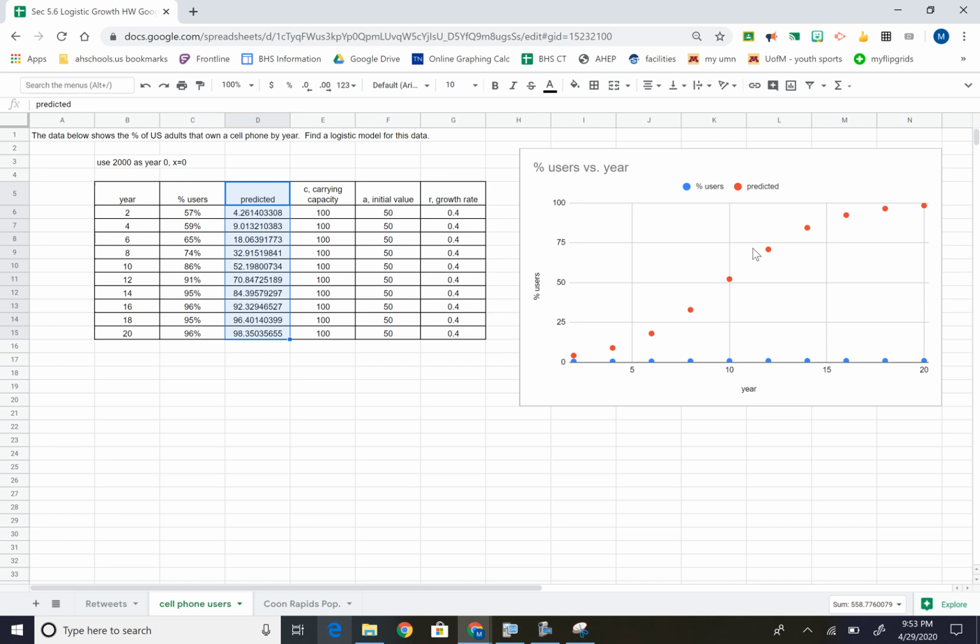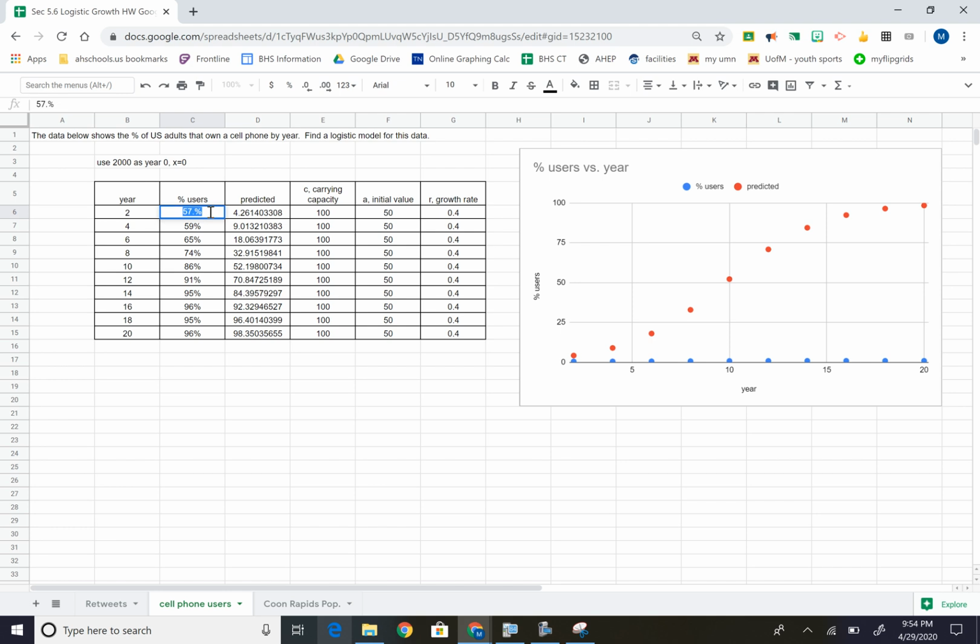Okay. All right. So our predicted values are in red, and our actual blue values are in percent form. So we've got a problem here because these are percents, like decimals, and these are predicted values, like whole numbers. So how do we fix that? What we need to do is change these from percents just to numbers. So instead of 57%, we just need it to be 57. And instead of 59%, 65%, we have to remove all those percent signs.